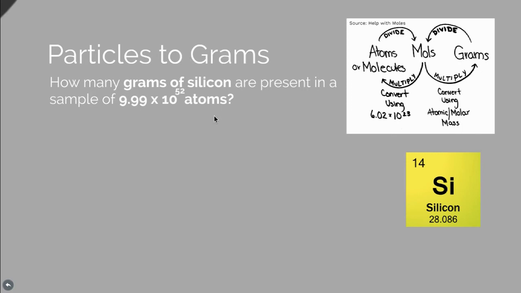So let's go ahead and take this example. How many grams of silicon are present in a sample of 9.99 times 10 to the 52nd power number of atoms? So again, in this one, notice that we're starting with atoms.